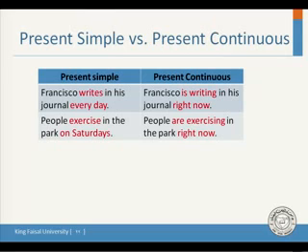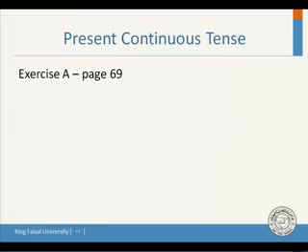Example 2, people exercise in the park on Saturdays. Every Saturday, on Saturdays. Routine, habit. But people are exercising now in the park right now. This is the difference between the simple present and present continuous for now. Let's do an exercise on the present continuous, ing, now.